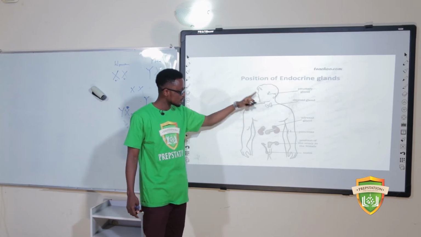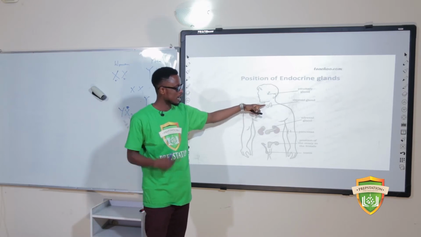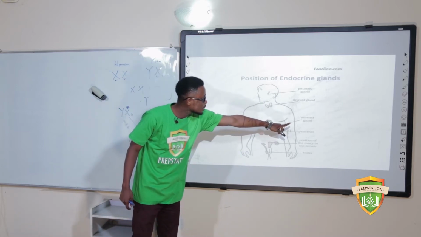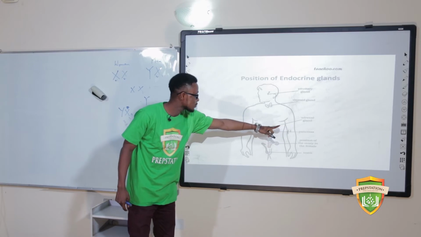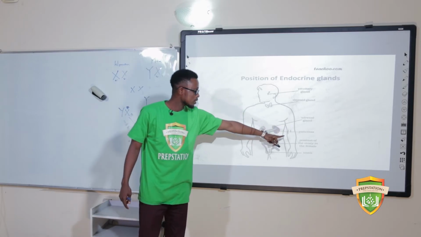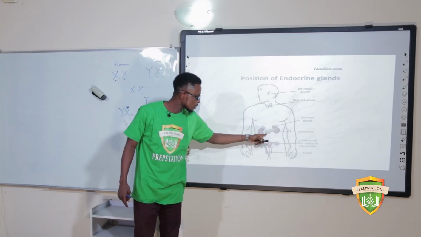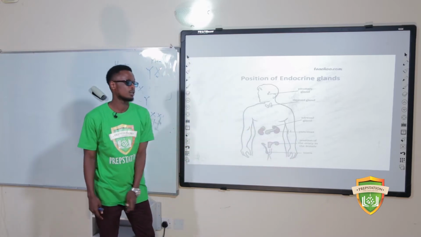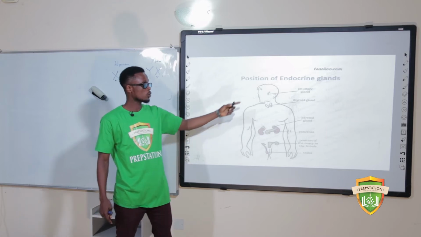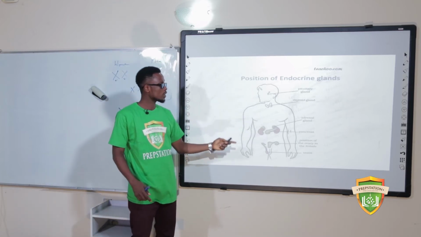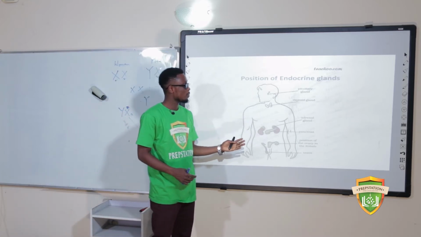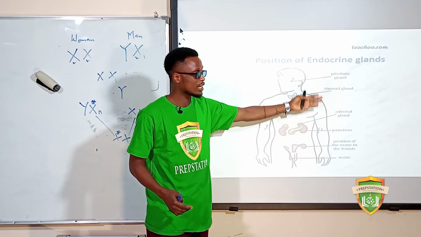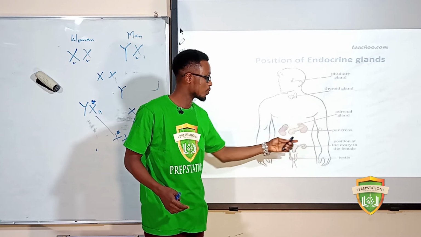The thyroid gland is at the top of the neck, that's the anterior region of the neck. Then the adrenal gland. Then the pancreas that will secrete insulin. Then the position of the ovary in the female, and then the testes. Just take note of the positions, because the way they will ask the question, maybe they can use Roman figures, then they'll tell you to identify which gland is present.